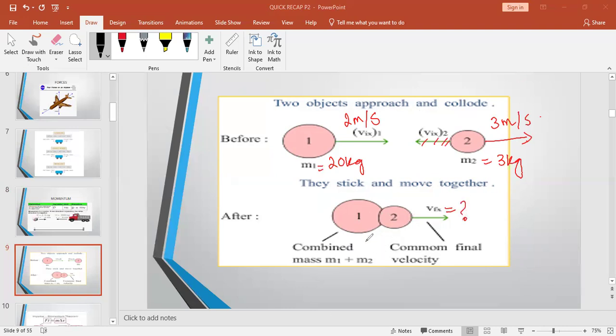Now, how will you do this type of question? Your first task is to calculate the before collision momentum. Then your second task is to calculate the after collision momentum. Then apply the formula before collision equals after collision, and with the help of this equation, you can get this unknown velocity. So can you do it for me? The data is given to you. They stick together and combinedly move with one velocity that is to be found out. How will you do it?